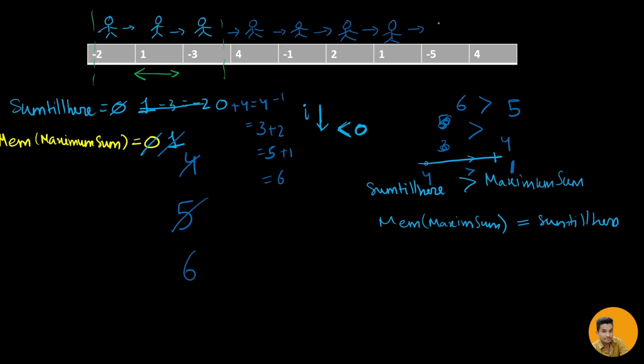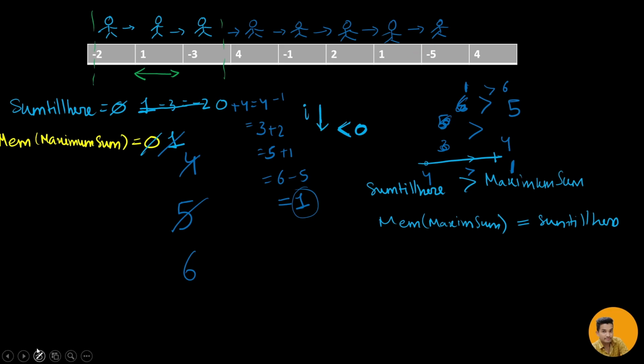Now we'll move forward and we encounter minus 5. So 6 minus 5 is 1. I feel pity for sum till here. See how much it decreased, our warrior. Okay, so sum till here is now 1 and maximum sum is 6. So we are not going to touch the maximum sum again.